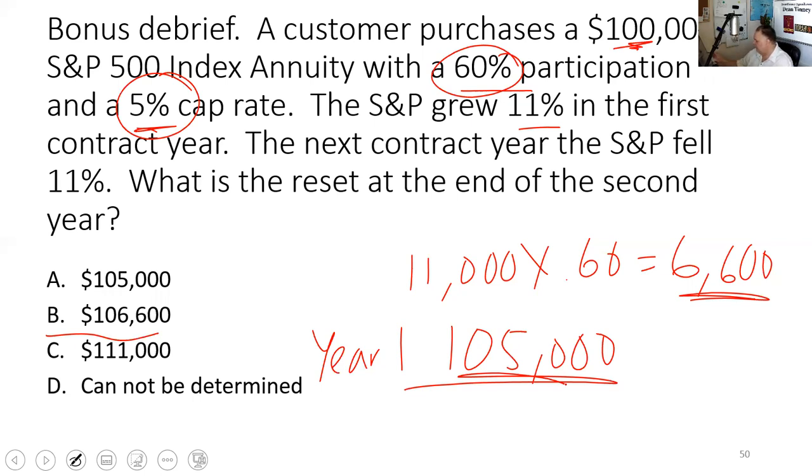So the next year it falls 11%. And so you started with the 105,000 again, right? Because you don't go backwards. And that's what he missed in this. Remember what I tell you about that choice? Don't ever take that cannot be determined choice.